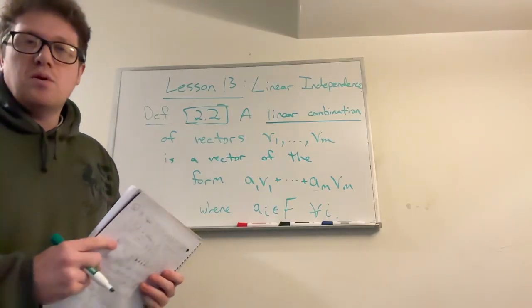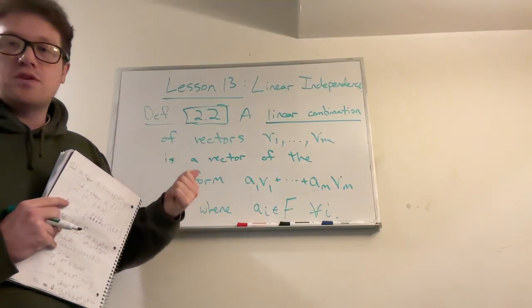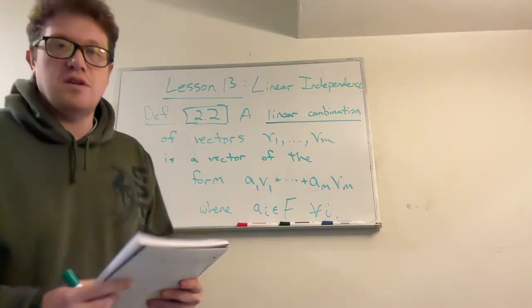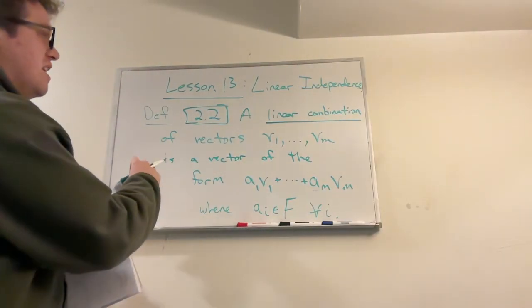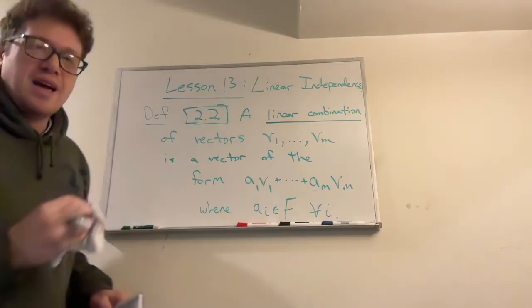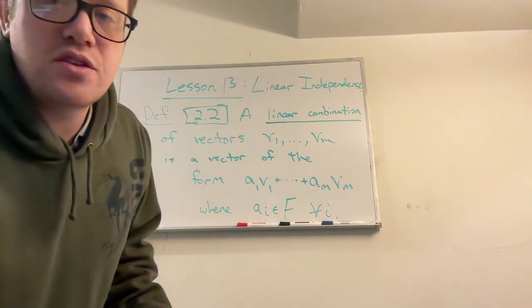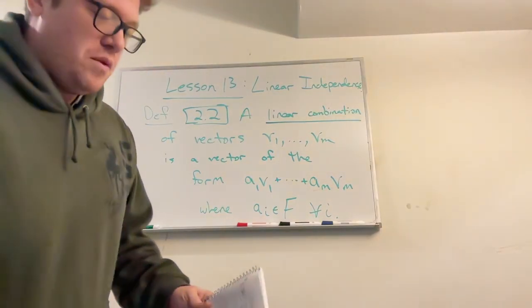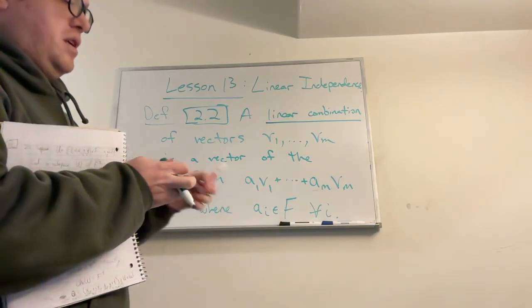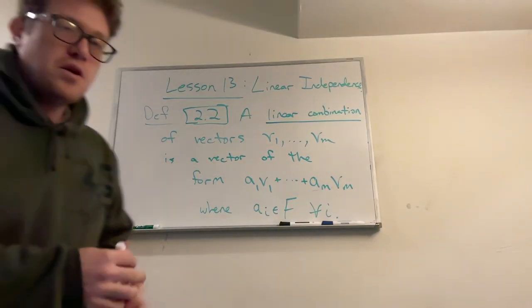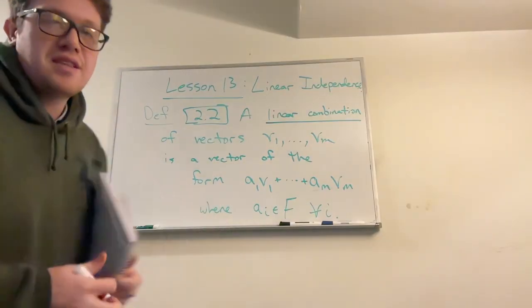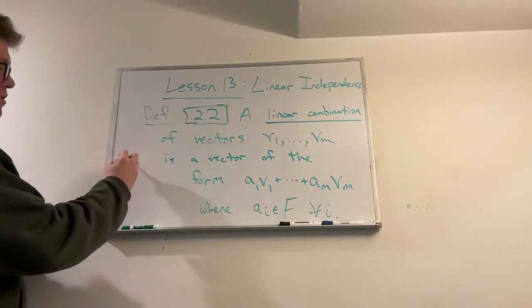Let's just do 2 examples, one from real numbers and one from complex numbers, just to make sure our head is on straight here. And the picture you could think of, if you want a picture for linear combination, is if you have 2 vectors that aren't on the same line in R2.